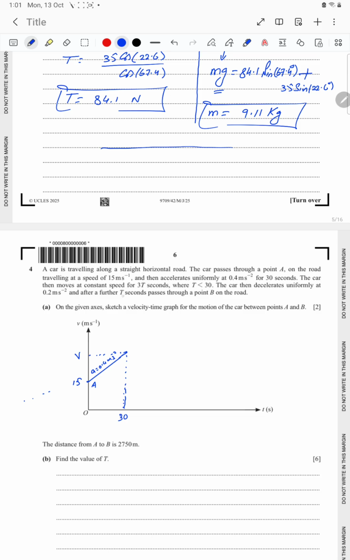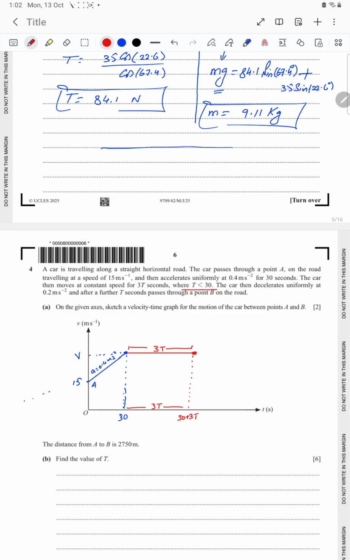The car then moves at a constant speed for 3t seconds. It means from here, let me change the color, it keeps moving with a constant speed for how many seconds? 3t seconds. So here the time will be 30 plus 3t, because 3t from here till here it is moving with a constant speed to come to this point. And it's given that t is less than 30. Okay, this is an important point, we need to underline it.